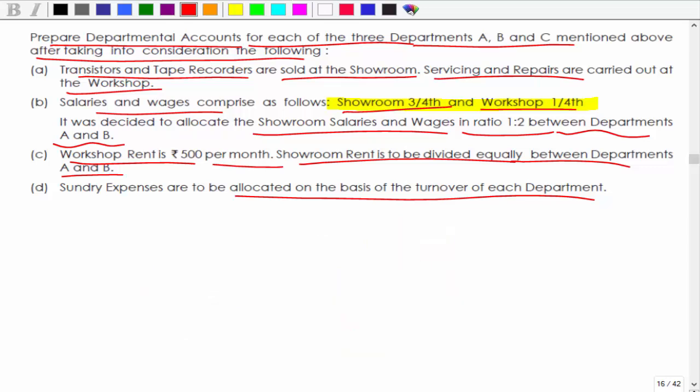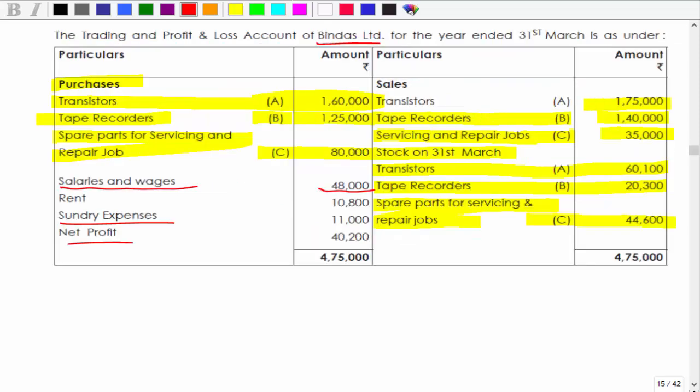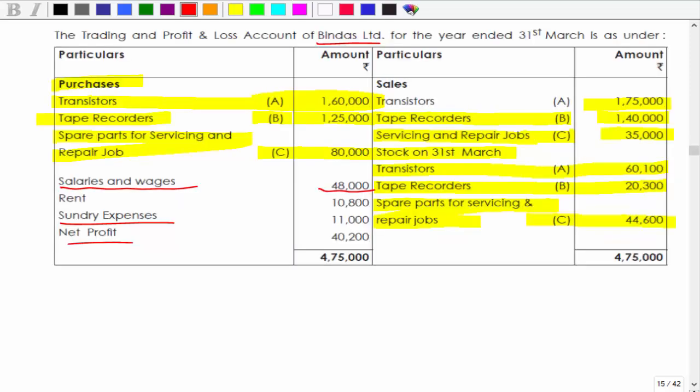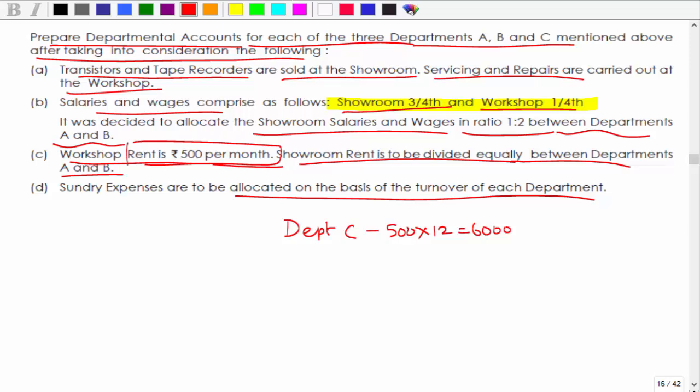We have adjustment number C, where workshop rent is 500 per month. Workshop is basically Department C, so they pay 500 per month into 12, which means they pay 6,000. Showroom rent is to be divided equally between Departments A and B. What is the total rent we have? If you go to the question, the total rent is 10,800. In that, Department C pays 6,000.